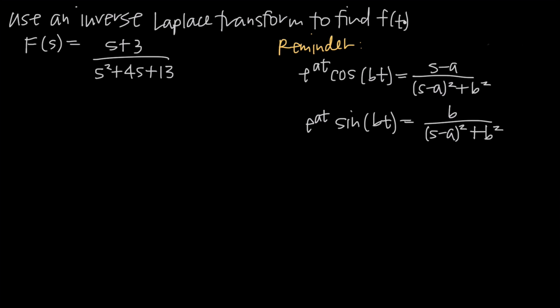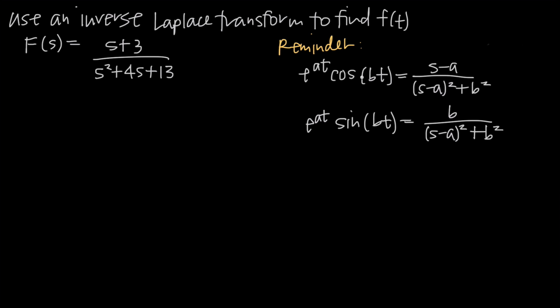Normally when we have a Laplace transform problem, we start with a function f of t, and we use the Laplace transform to get to F of s. We call this an inverse or reverse Laplace transform because we're going backwards, starting with capital F of s and moving to f of t.